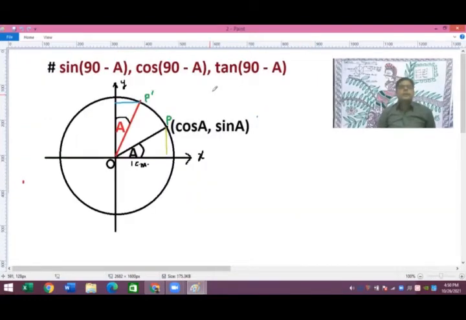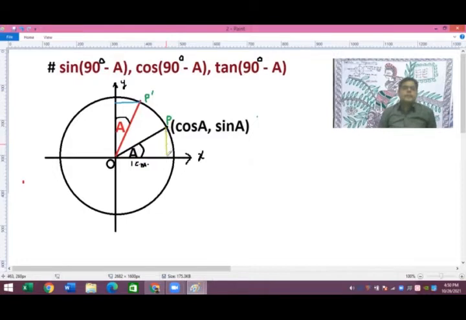Let's now see how we can relate one angle to another angle, and how the trigonometrical ratios change. Here in this case we are going to talk about sine of 90 degrees minus theta, cos of 90 degrees minus A, and tan of 90 degrees minus A. We can also say theta.